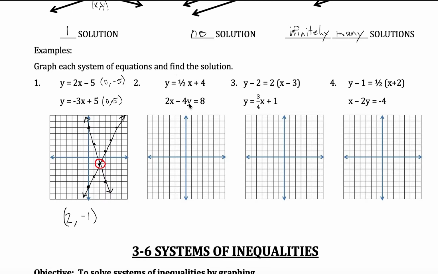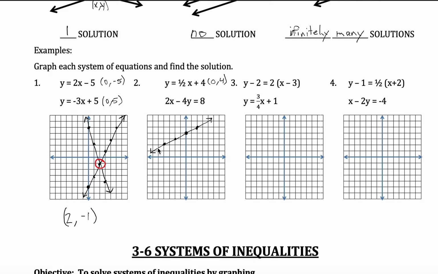Then taking a look at example number 2, we can go ahead and graph our first line. We have it again in slope-intercept form. So our y-intercept is going to be 0, 4. We can go ahead and plot that. Then we use our slope of 1/2. So we go up 1 over 2. Or we can go down 1 to the left 2. And then we're going to connect those points.